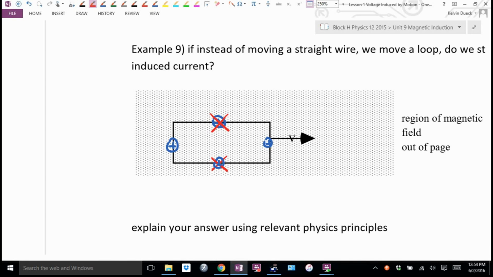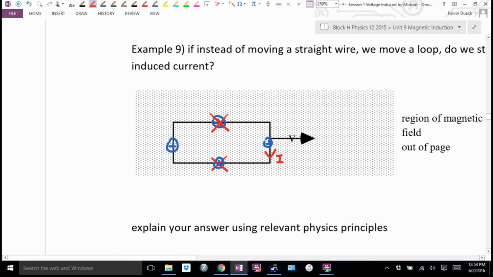Let's look at the front charge. Which way is this front charge moving? To the right. Magnetic field is out of the page. Which way will this front charge feel a force? Down, and that's going to give you a lovely current going that way. Hey, this will work. Or will it?